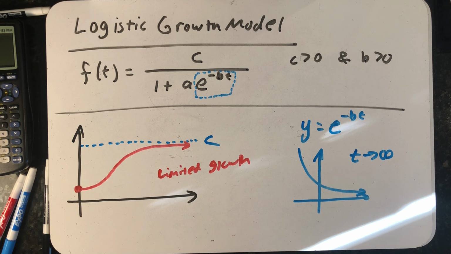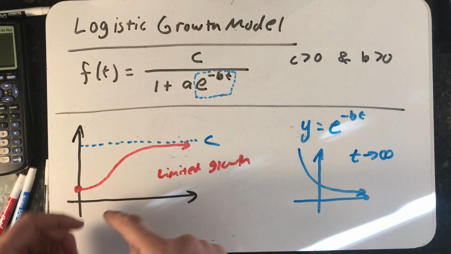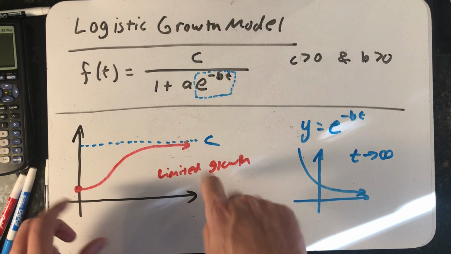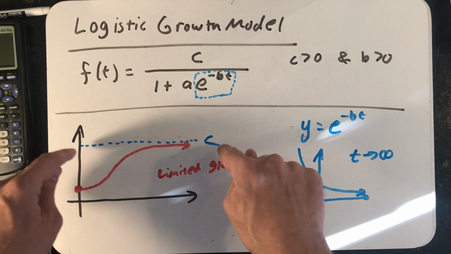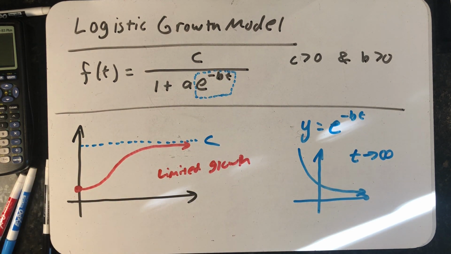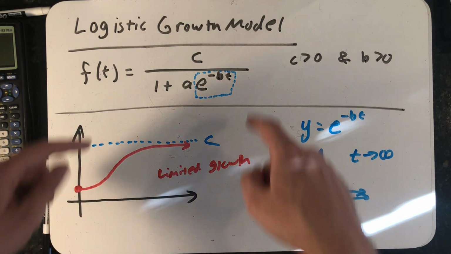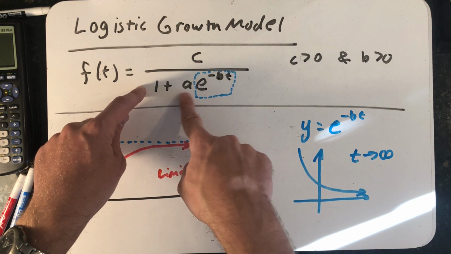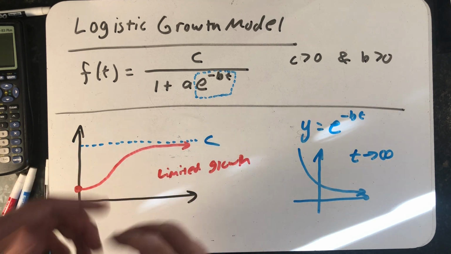Populations of people, or if you were even thinking about bacteria in a petri dish. There's a limited amount of room in the petri dish, which means the bacteria might grow quickly at first, but they have to level off. And this is that thing you might have heard about in a biology class called a carrying capacity. So logistic growth models are always examples of limited growth models. And if we write it down in this format where we have c divided by 1 plus a, e to the minus bt, then the limiting value is c.